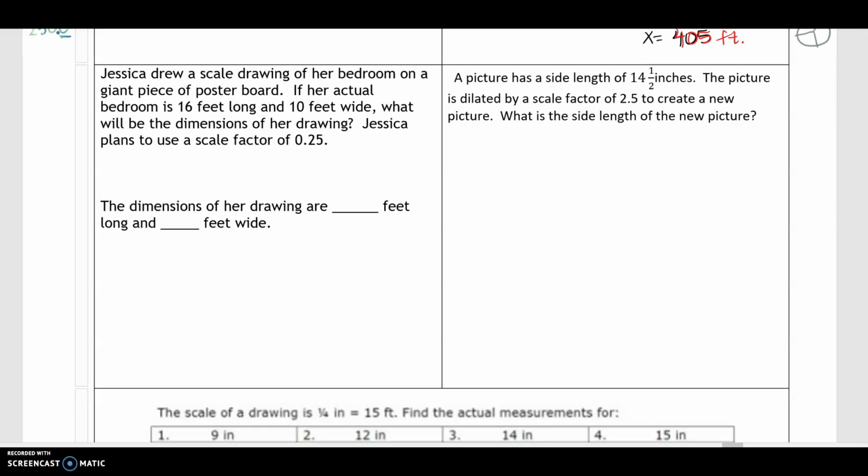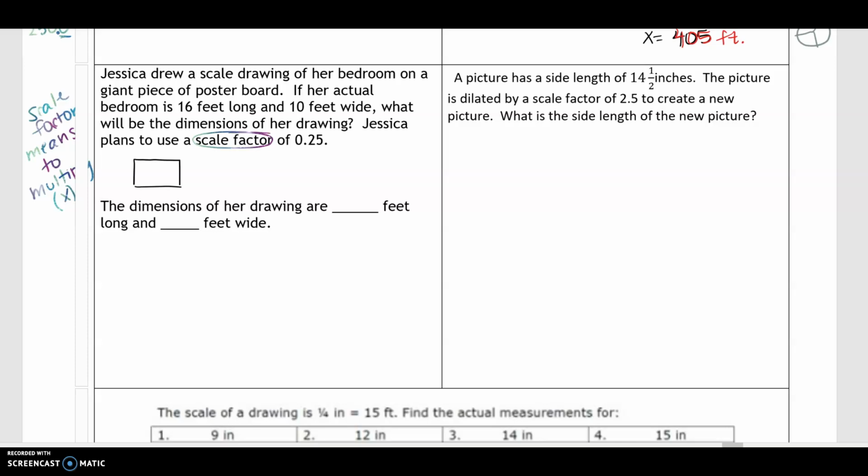Okay, so something that we learned today is that scale factor means to multiply. Hopefully you can tell that's multiplying. Okay, so it wants the dimensions of the whole room. So I suggest we make a drawing.